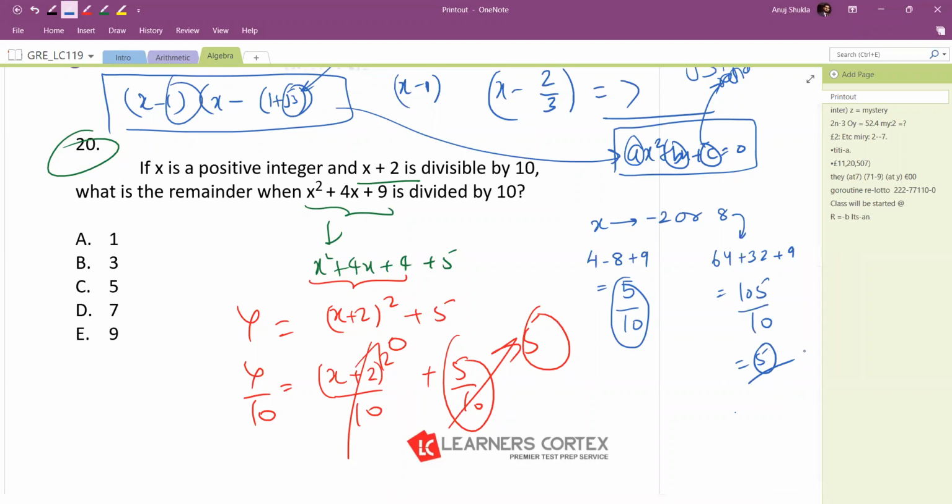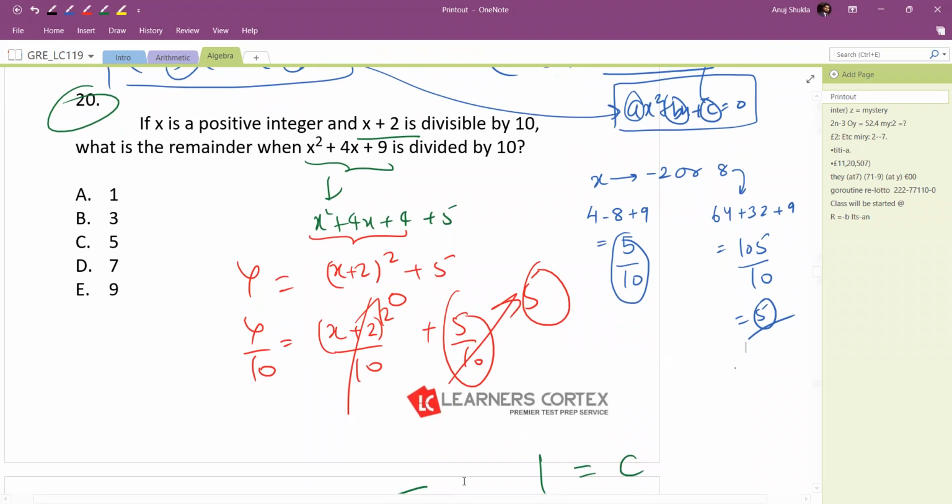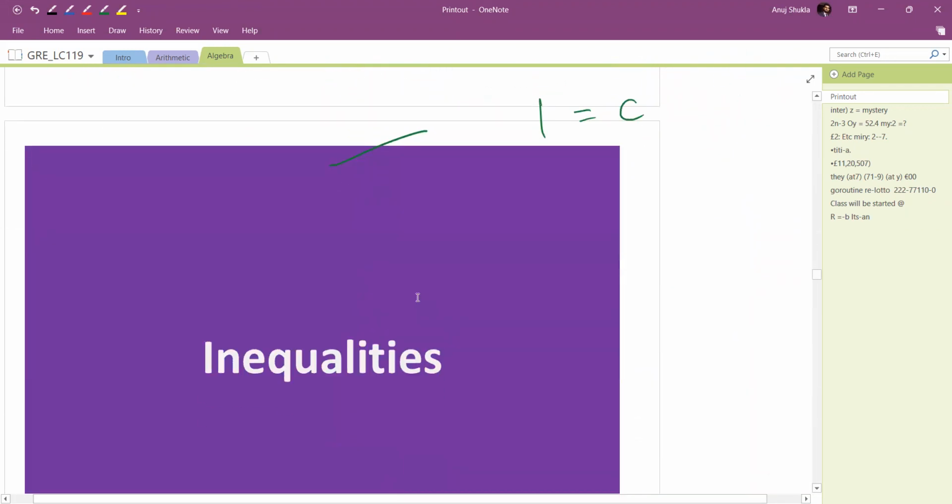Done? Any doubt? Shall we proceed to the next question? Yes, sir. Okay. So now we are having inequalities, right?